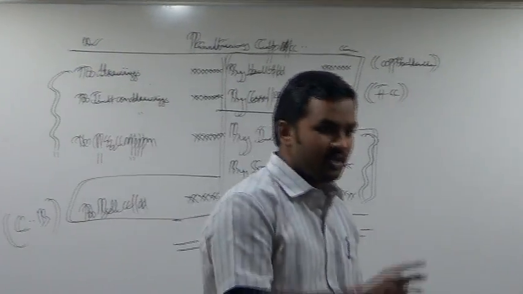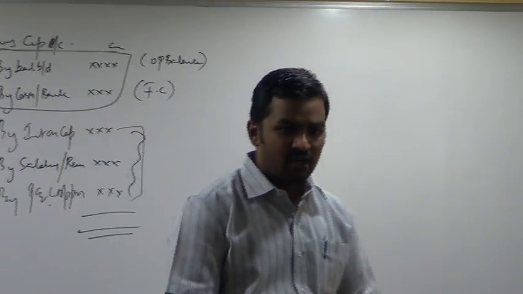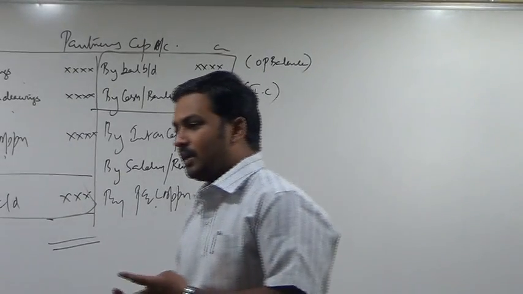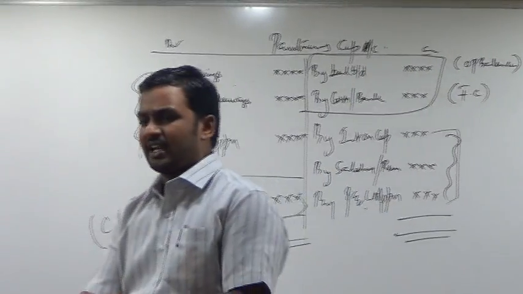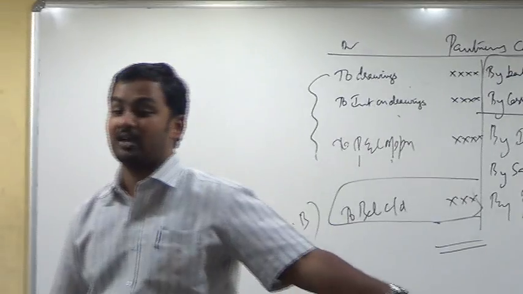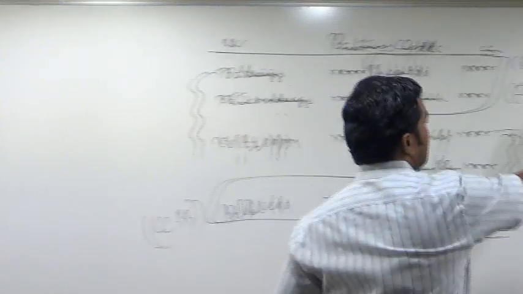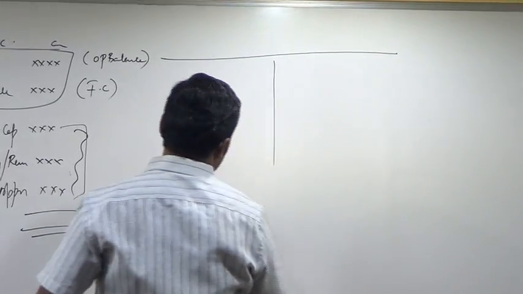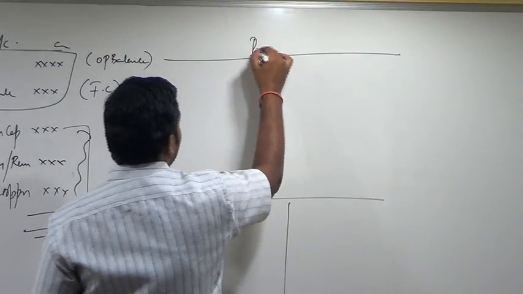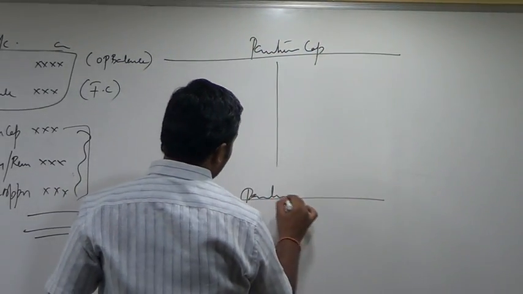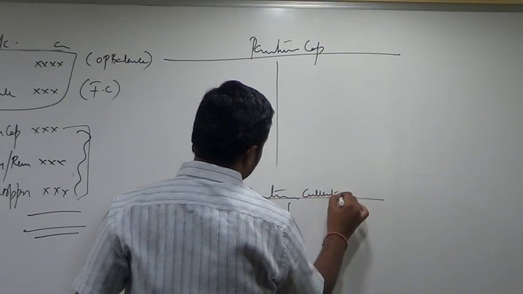That means drawings, interest on drawings, share in losses, salary, remuneration, commission, interest on capital, share in profits, any other transaction affecting the partner will be shown in the partner's current account only. Which account? Current. So in this method you will have two accounts. Same partner, partner's capital account and partner's current account.